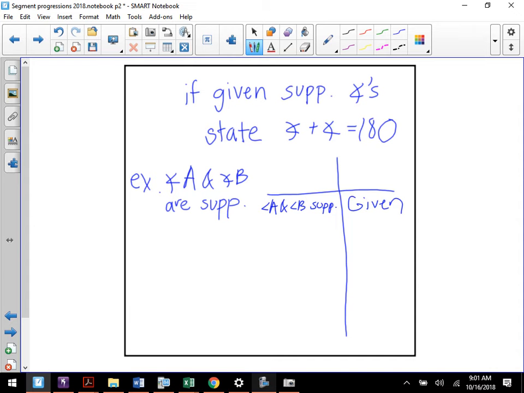I guess my angle signs. Oh, yeah, that's an and symbol.